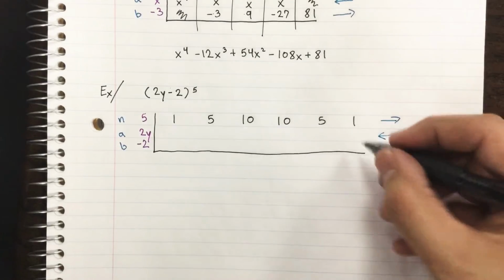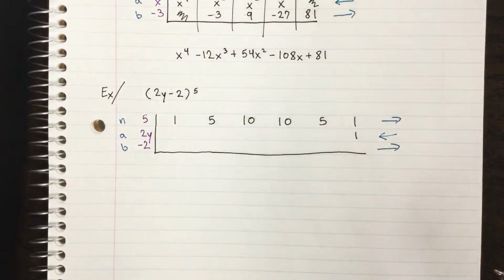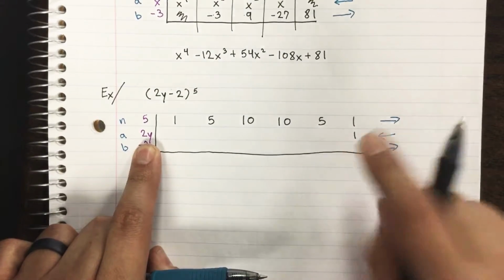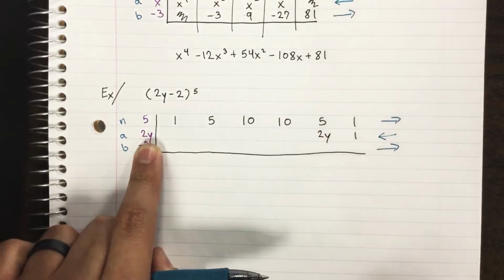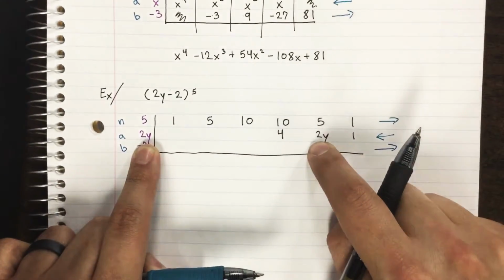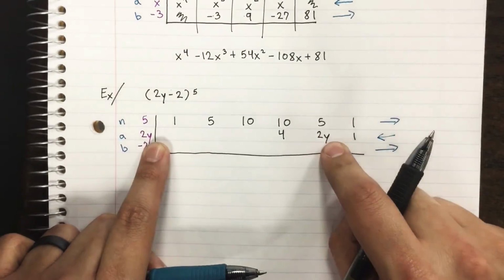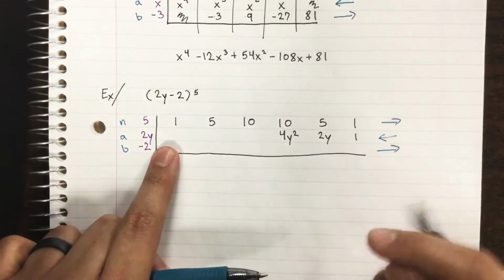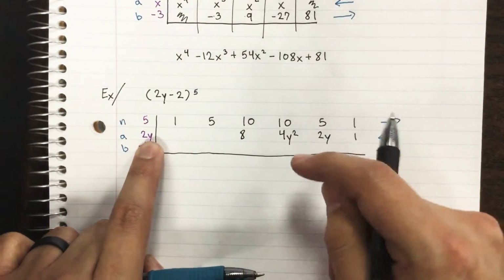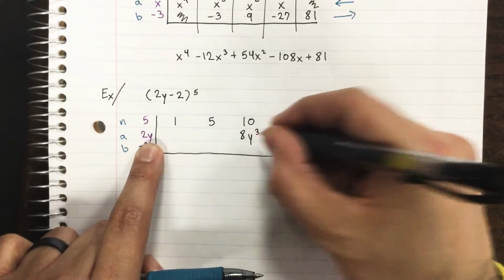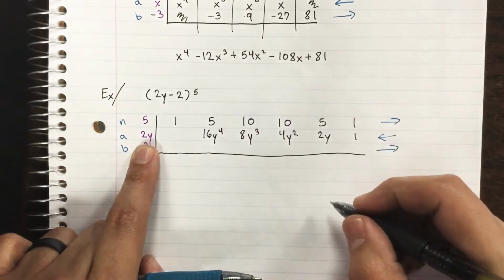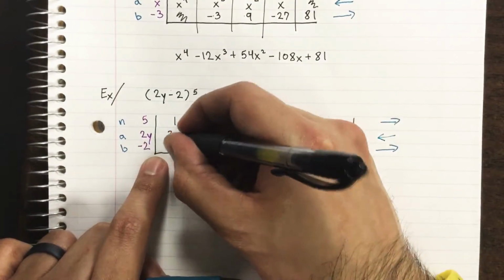Okay, so a blank or a 1, whatever you want it to be. The first one, I'll just say 1 this time. Because 1 times 2y is my 2y. So 2y times 2y is going to be 4, because 2 times 2 is 4. And then y times y is y squared. All right, so 4 times 2 is 8. Y times y squared is y cubed. Okay, times 2y would be 16y to the 4th. Times 2y would be 32y to the 5th.